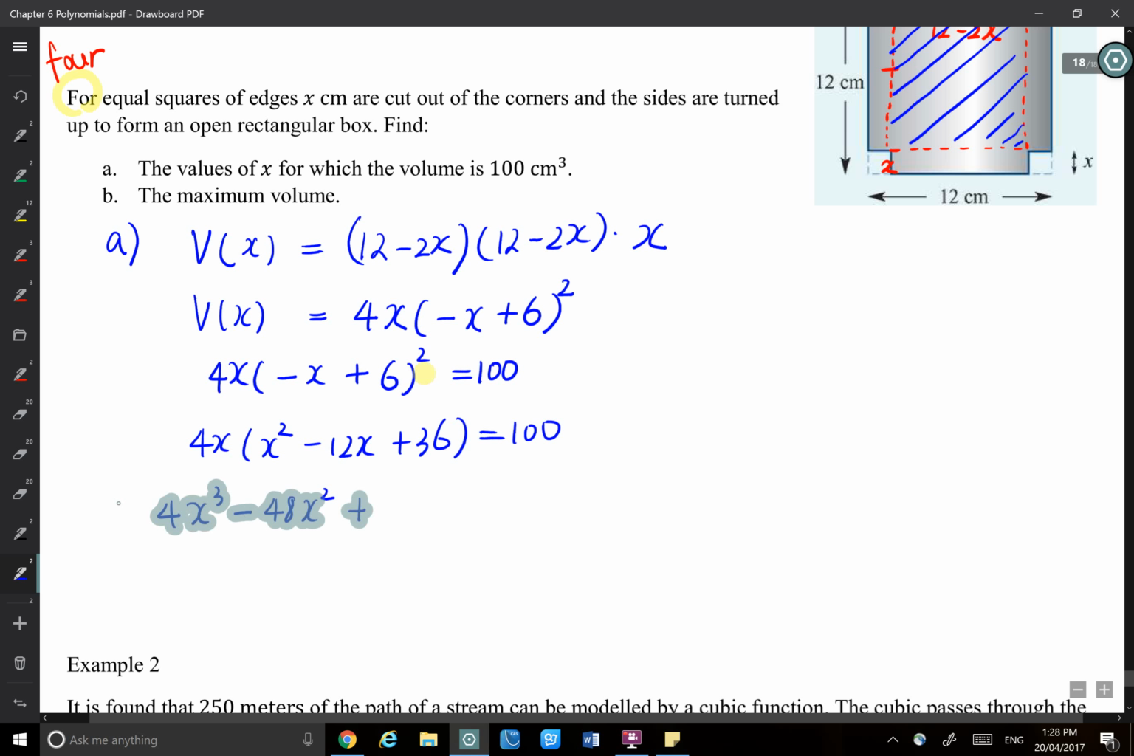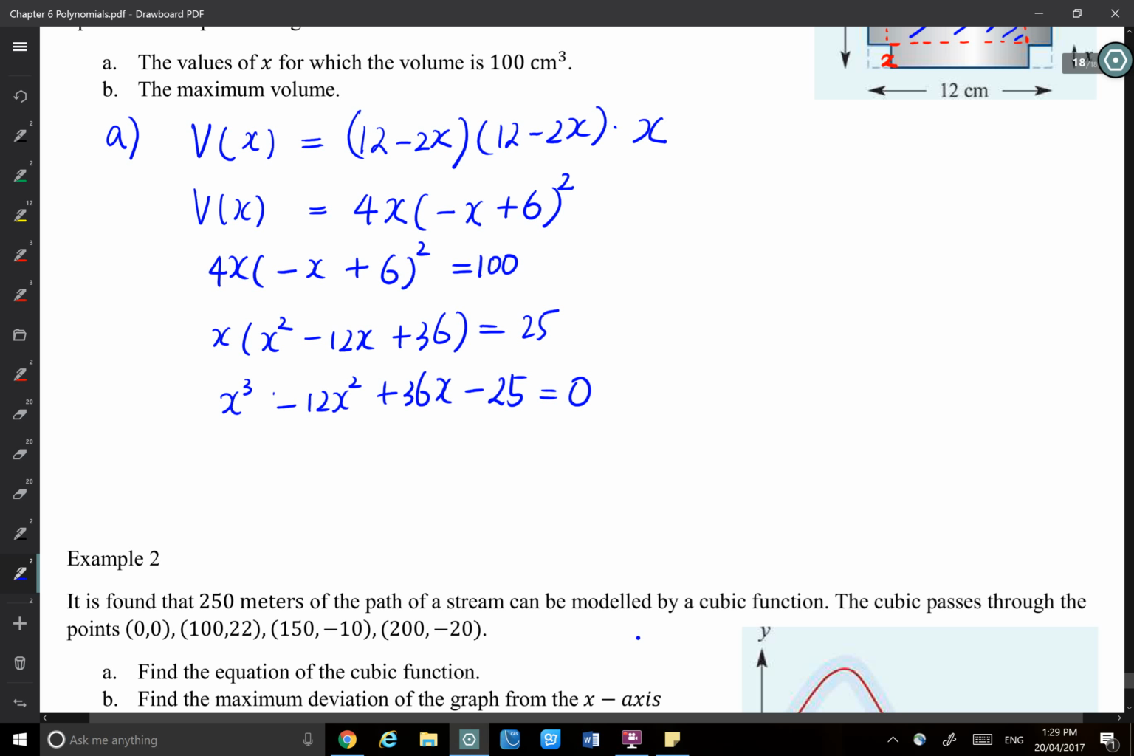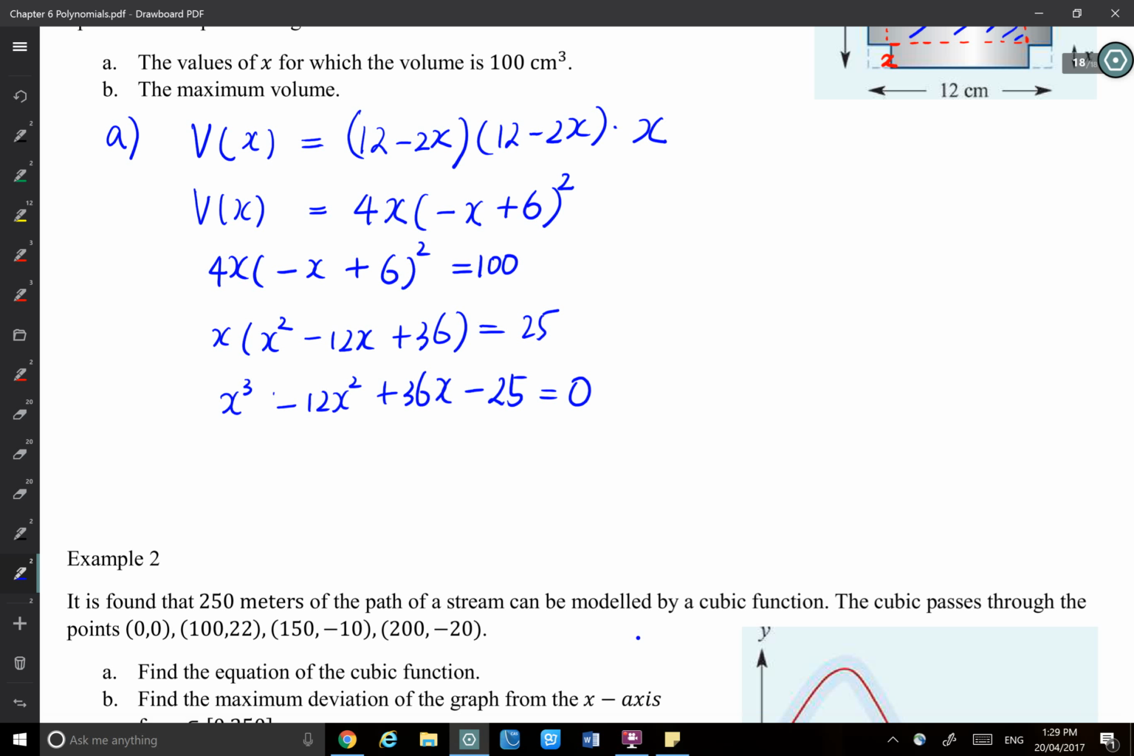Well, let's not expand this first. Let's divide by 4 first. You can divide 4 on both sides. That gives you a 25, which is easier. And x cubed minus 12x squared plus 36x minus 25 equals 0. Is that correct?